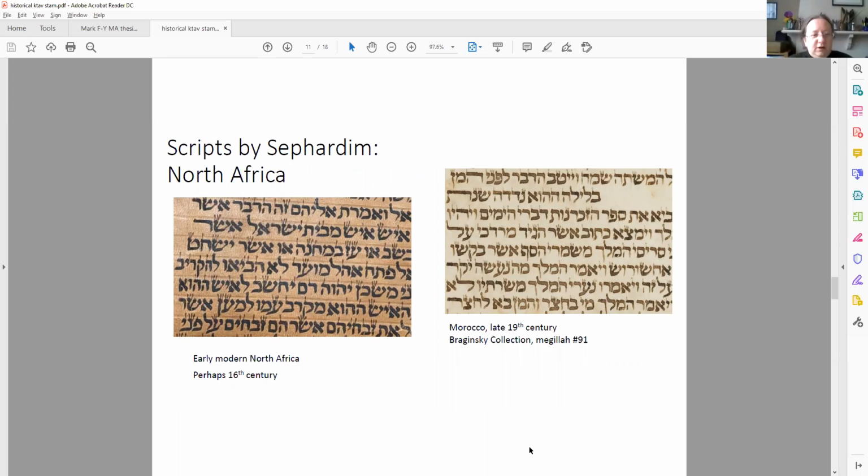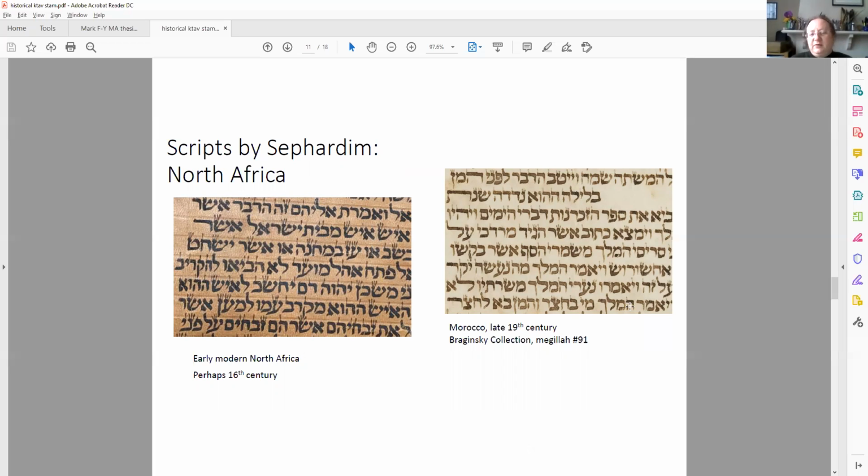We've got an early modern North African scroll. And the reason we think it's early modern North African partly has to do with the layout and partly has to do with asking somebody who really specializes in early modern. So this one's not been radiocarbon dated, but various things about it make it look pretty old, but not very, very old. And there's a piece over here of a Megillah from the late 19th century.